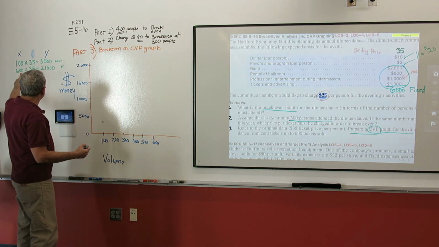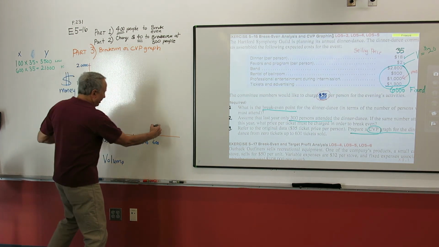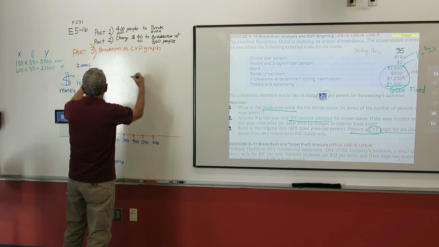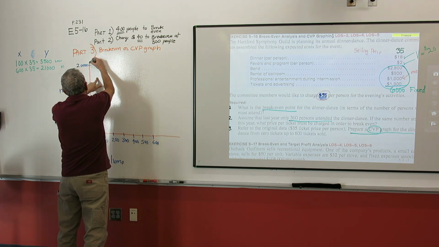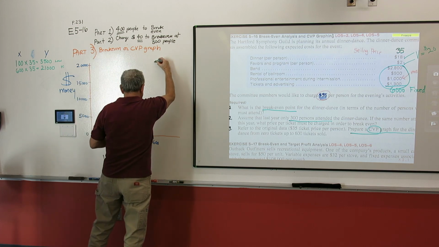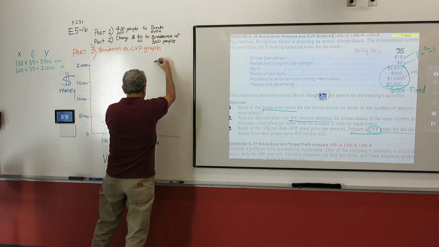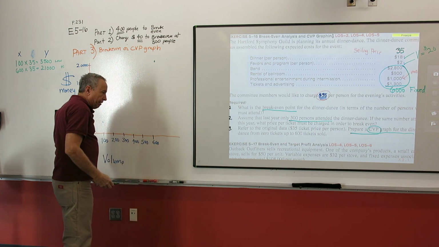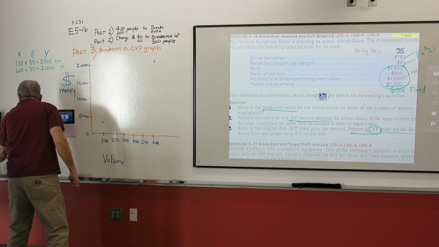Well, we know if 600 people come, we're going to get 21,000. Let's go out here, 600. We go a little bit up here, 21,000. And there's our line. I don't know if I have anything to draw a straight line with.